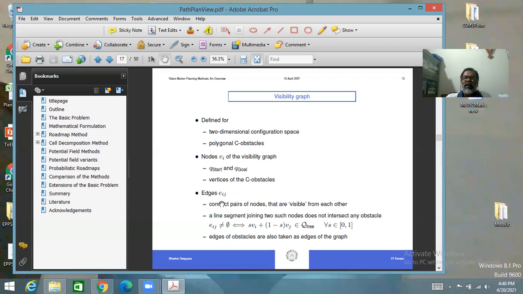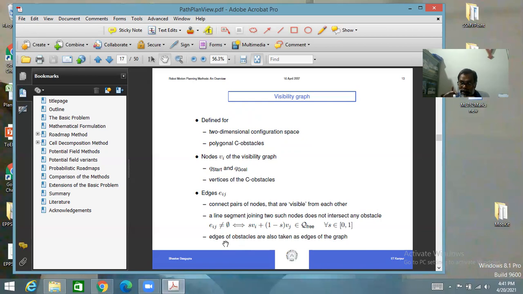What are the edges? To build the edges, you connect pairs of nodes that are visible from each other. Okay, considering the obstacles as opaque. That means you connect two nodes by an edge if the line segment joining the two nodes does not pass through any obstacle. Okay. So a line segment joining two such nodes does not intersect any obstacle. So E_ij is non-null, that is, there is a connection between i and j nodes if this line segment, s times V_i plus (1 minus s) times V_j, if this entire line segment for all s between 0 and 1 is in Q_free. Okay. Then you connect these two nodes by an edge.